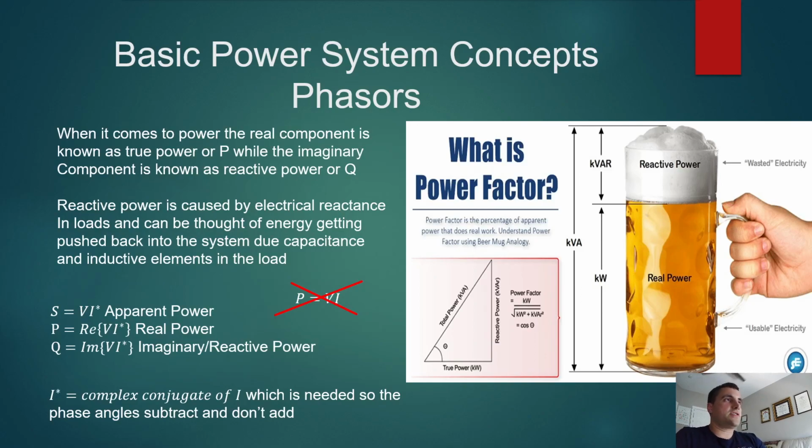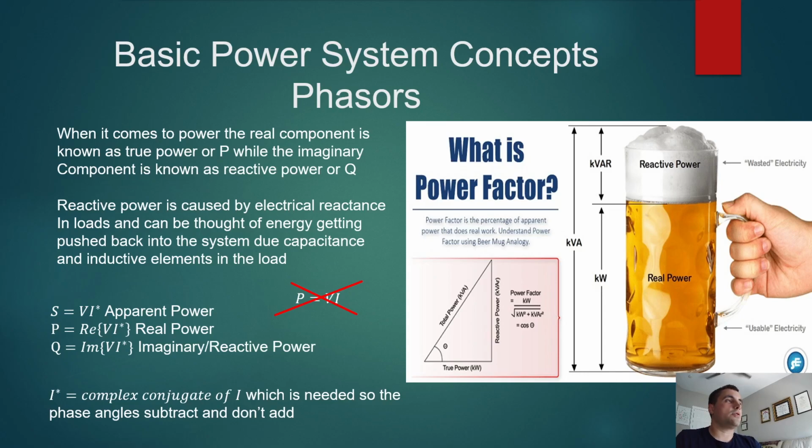So that does have consequences, though, for our math. We can no longer use the simple equation power equals voltage times current. That does not work anymore. Instead, we have three concepts now. We have apparent power, real power, and imaginary power.